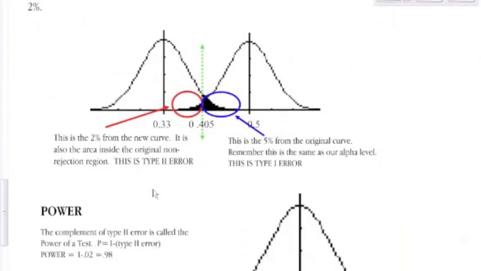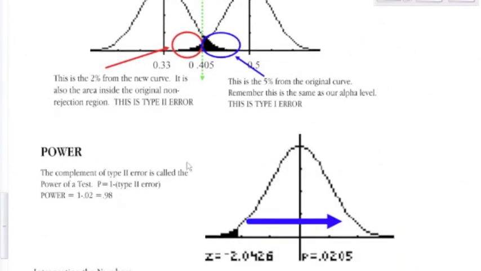The last thing we talk about is power. In order to calculate power, it's fairly easy. You have to have the type 2 error. Say 1 minus your type 2 error, and that gives you 0.98. Now, how do we interpret all of these numbers? 2%, 5%, and basically 98%.